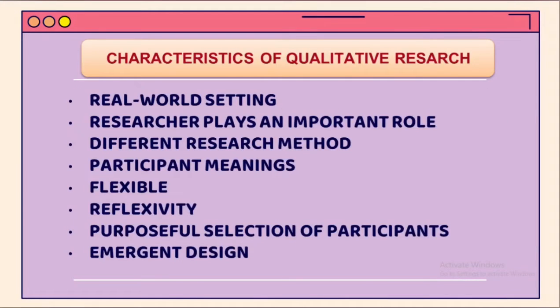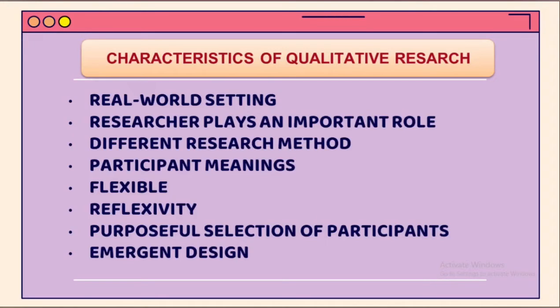And next is the characteristics of qualitative research. The real-world setting is the first characteristic of qualitative research. In qualitative research methods like observation method, ethnographic research, focus group, one-to-one interview, the behavior of the participants of the study is observed and the conclusion is drawn based on their answers and their behavior.